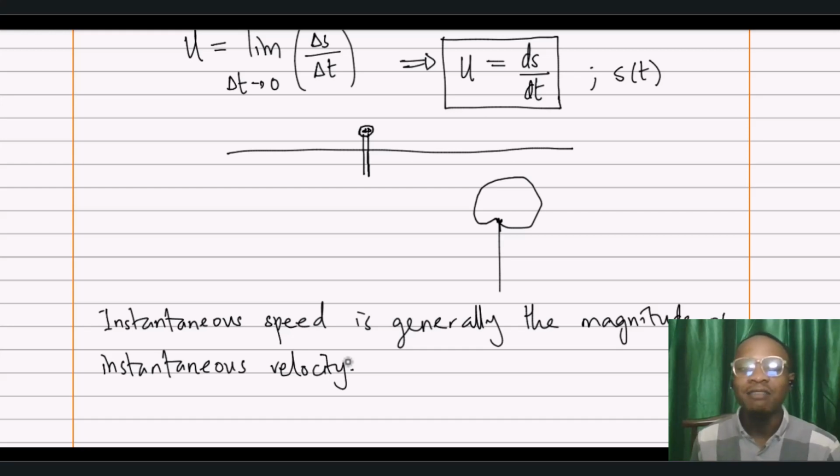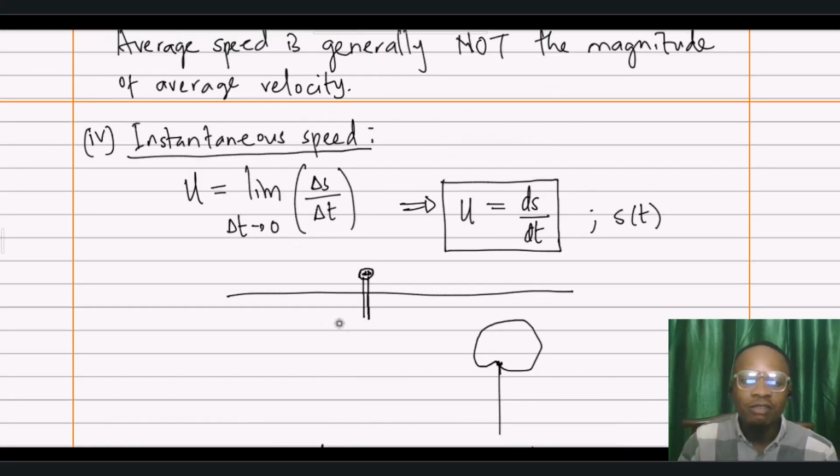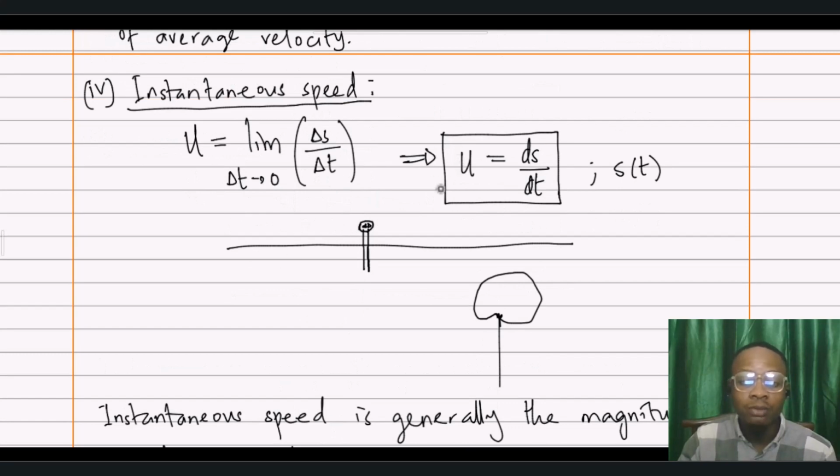So we know that average speed is not the magnitude of average velocity, for the same reason that distance is not the magnitude of displacement. However, at a very short interval of time that is nearly zero, no matter what happens, our displacement and distance will be the same. That is the same thing we said when we discussed distance and displacement, that when the body moves on a straight path and there is no turning point, it doesn't turn back, then under that special case, distance will be equal to the magnitude of displacement.